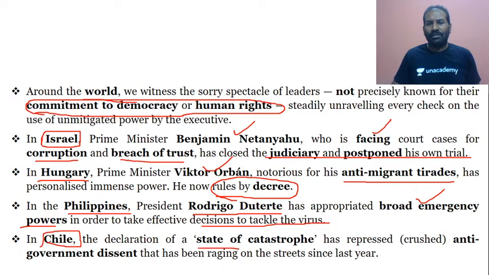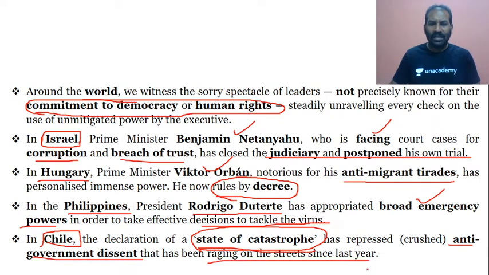there is a state of catastrophe there, wherein we have this anti-government dissent or anti-government revolt which is happening in Chile. And now, because of the pandemic, it is very easy for the Chilean government to suppress the anti-government dissent, which had been going on since last year, because of this pandemic situation.